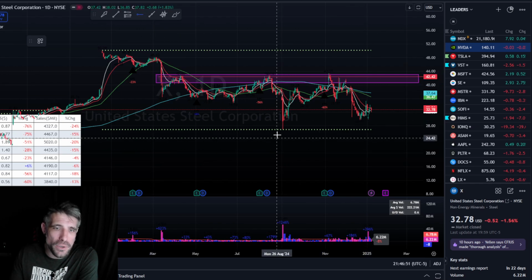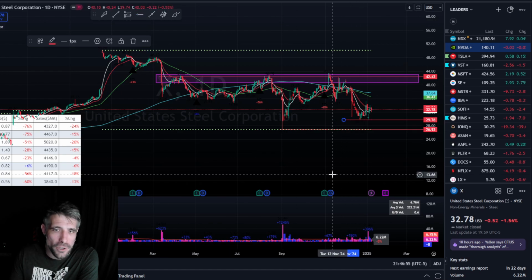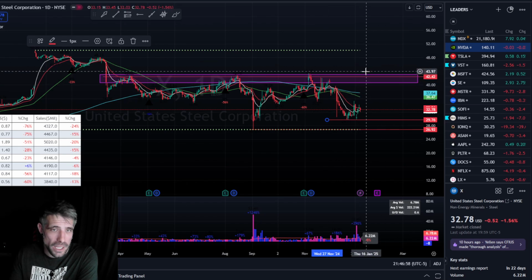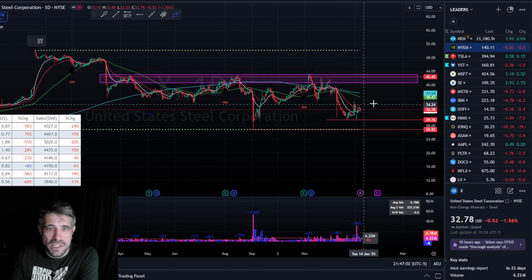I need to see 3 new higher lows. So here's your first low. Here's your first new higher low. And if I were to look at something like this, which I wouldn't, and I'll explain why in just a minute, I would want to see this stock do this.